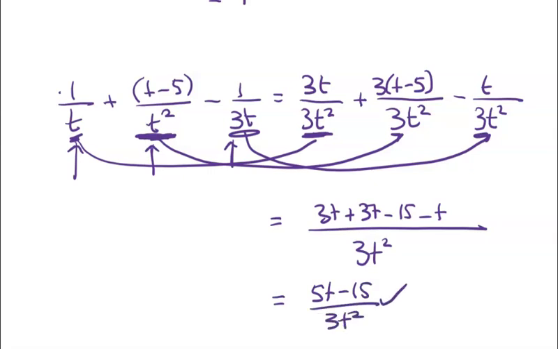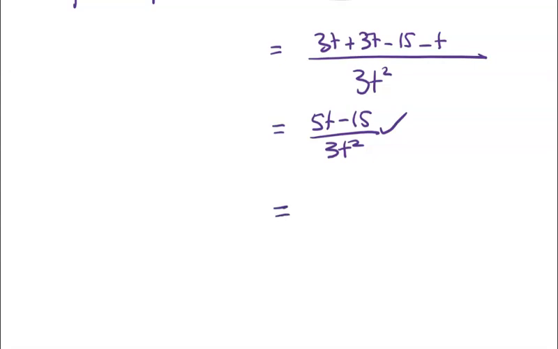Now I'd give that a tick because that's written as a single fraction. Some of you probably felt like you wanted to factorize it, and that's fine too. So we get 5 into t minus 3 over 3t squared. Obviously, guys, I haven't seen the schedule yet, but both of those I think are fine.